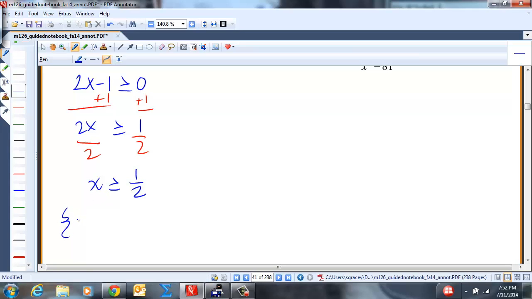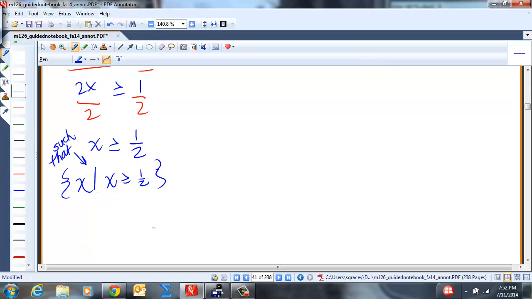So, different kinds of notation. Set builder notation, you'd say x such that. That line means such that. It's describing the behavior of the input value x. So x such that x is greater than or equal to 1/2. Mostly in calculus, unless you're dealing with trig functions, you use interval notation. So this is set builder notation.